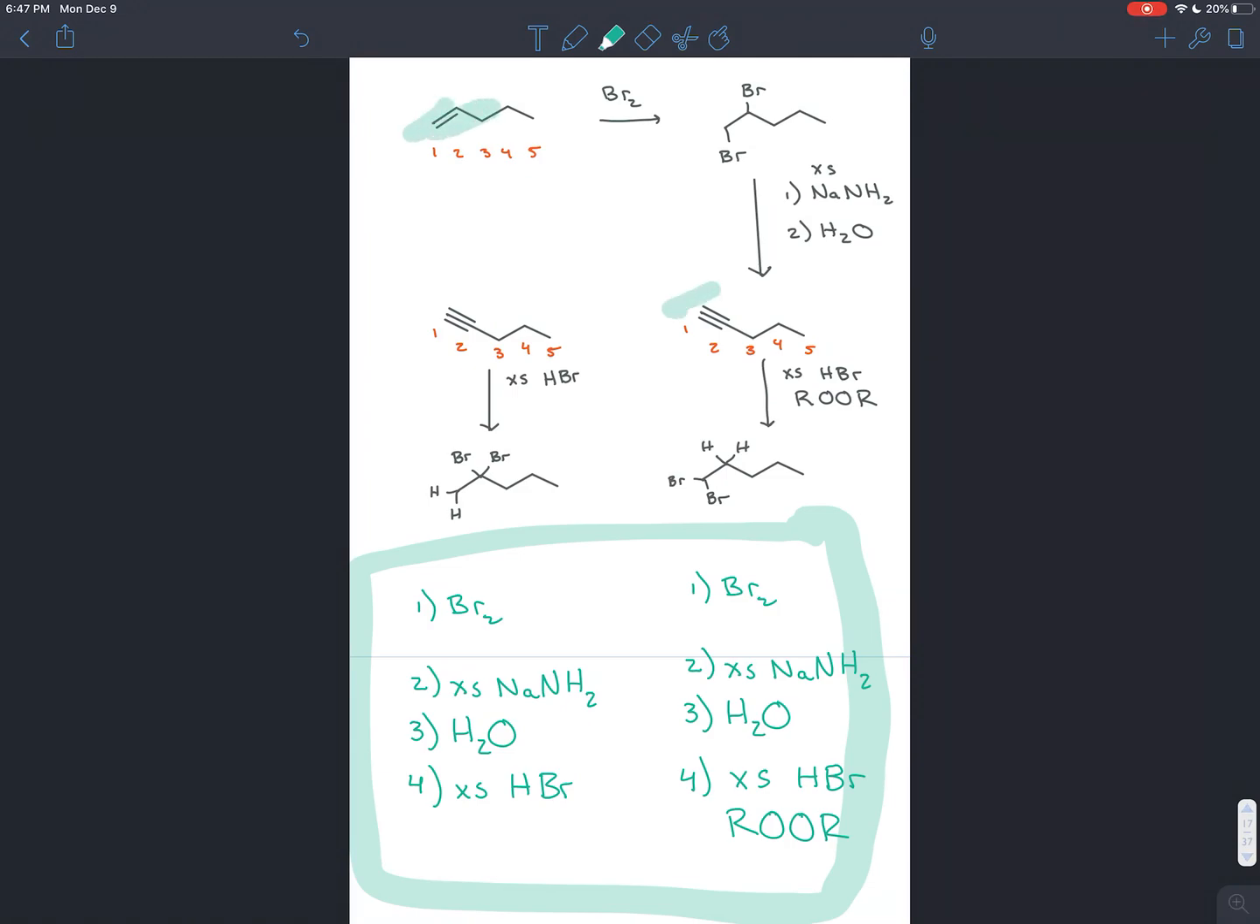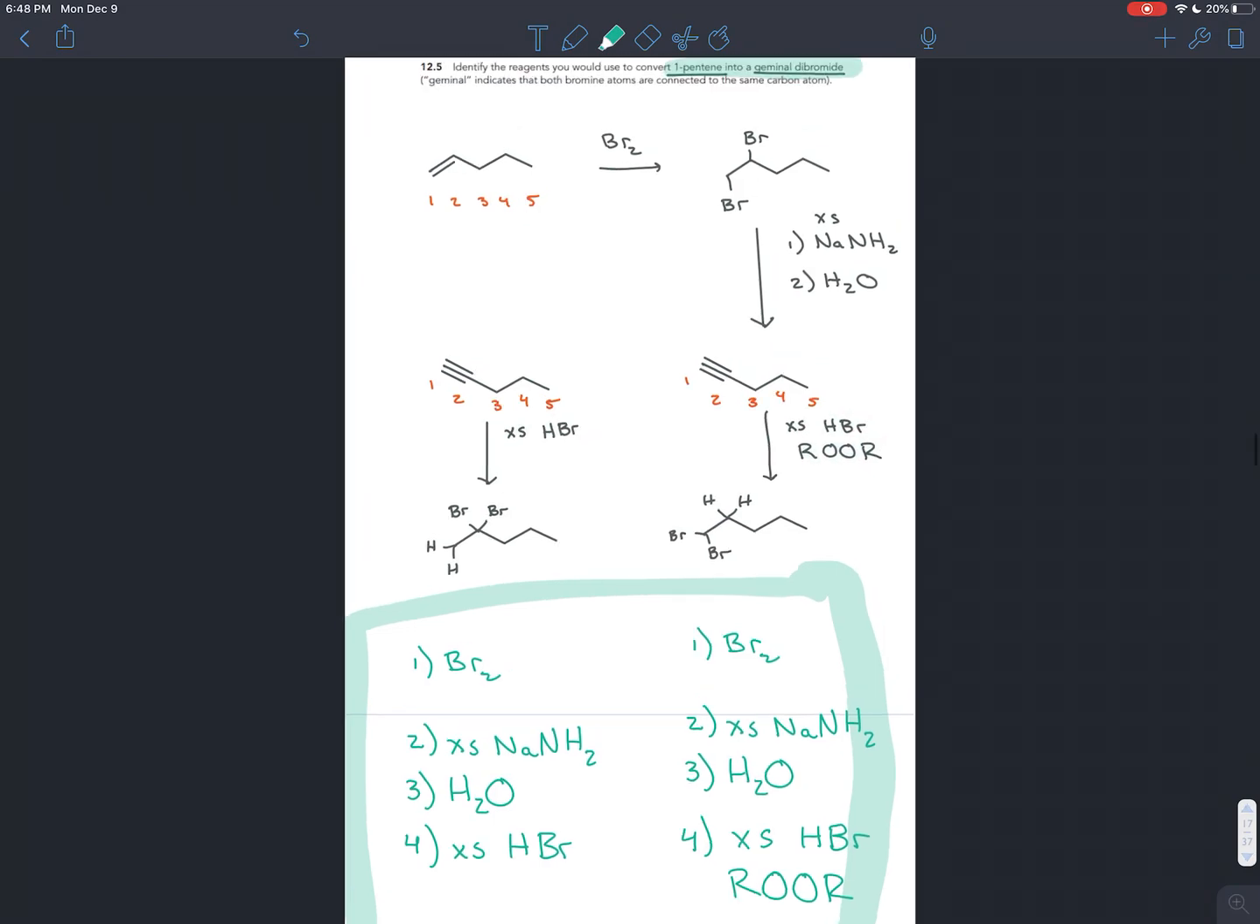The first thing you want to remember is how to turn an alkene into an alkyne. Three steps: add Br2, then excess NaNH2, and water. That's the first thing. The second thing is how to make a geminal dihalide. You have to make it from an alkyne. And you can either do it Markovnikov or anti-Markovnikov.